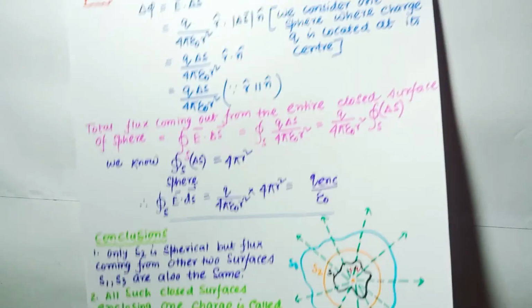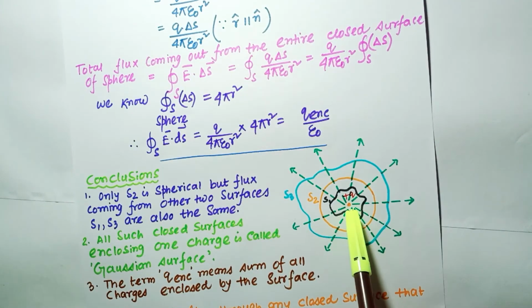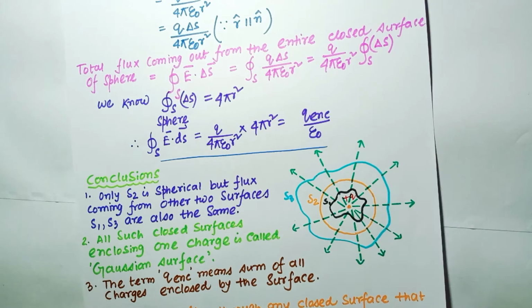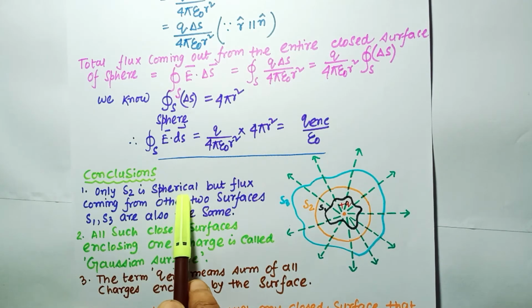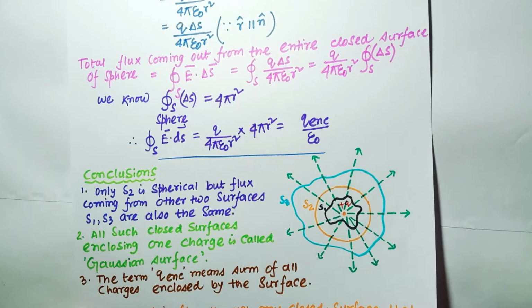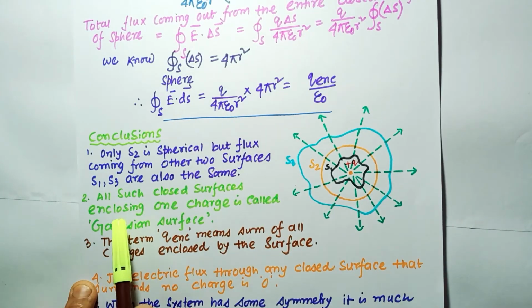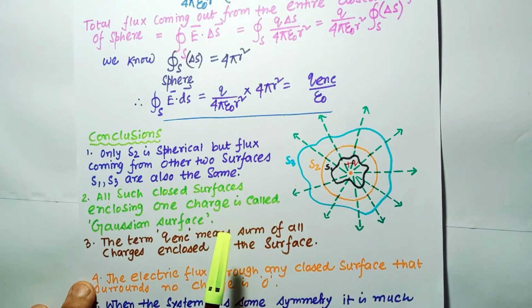So what are the conclusions that we get from Gauss's law? Suppose at that point the plus q charge is there, and I have drawn three imaginary surfaces: S1, S2, and S3. You can see, students, that only S2 is a sphere, and S1 and S3 are of some arbitrary shape. But the flux coming from the other two surfaces S1 and S3 is also the same, so it is independent of the shape of the surface. I have already told you, all such closed surfaces enclosing a charge are called Gaussian surfaces.